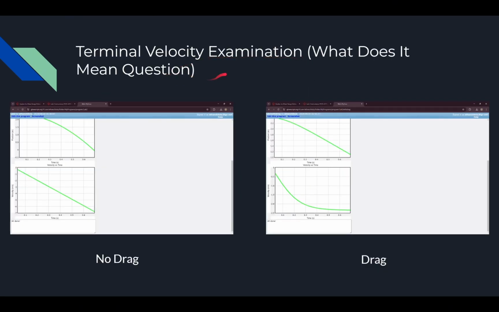So what does terminal velocity mean? With no drag, we can see our velocity constantly increases in the negative direction. Meanwhile, when we add drag, at some point our velocity evens out to become a constant velocity. This is because the force of drag has speed squared while the force of gravity does not depend on velocity, so as velocity increases, at some point the force of drag will increase to equal the force of gravity, causing the net force to be 0.